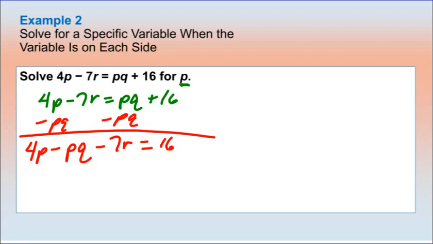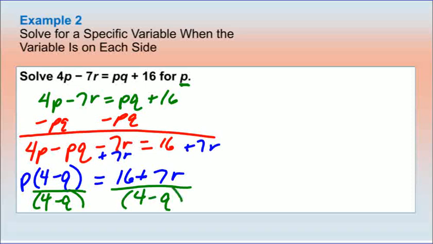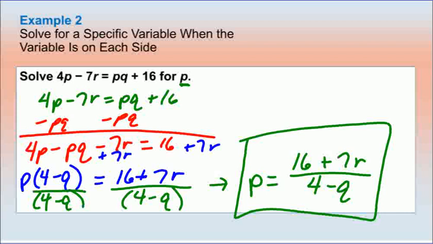To get the p's by itself, I'm going to factor out a p. If I factor out a p, I'm left with 4 minus q. Actually, I'm going to add 7r to both sides, so that's going to equal 16 plus 7r. Now that I've factored the p out, I can get p by itself by dividing everything by 4 minus q. So my answer is p equals 16 plus 7r in the numerator, divided by 4 minus q. I cannot simplify that any further, so that would be my final answer.